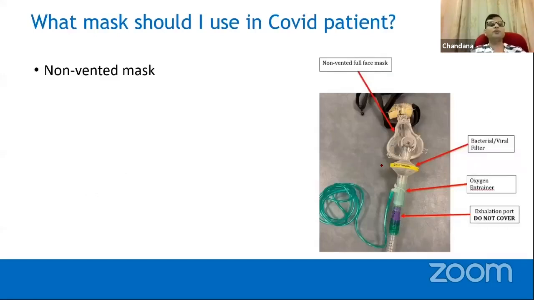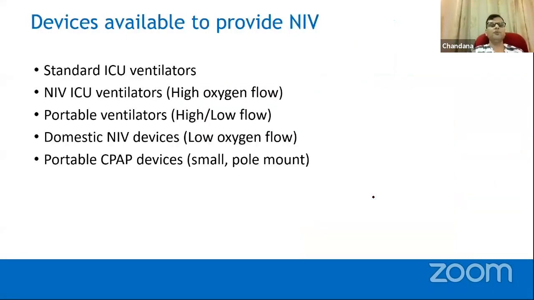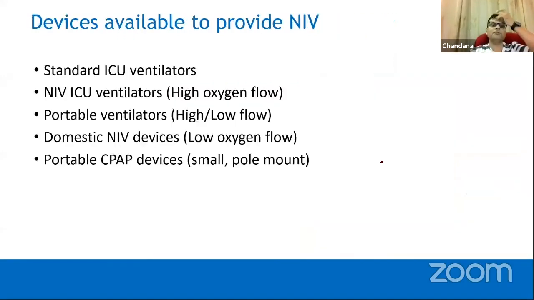So how do you use an unvented mask? This is also an unvented mask. This is ICU type 1, but you can attach a filter like this at this end, and then an exhalation port like the purple one to be used in a single limb circuit. But in a dual limb circuit, you don't need that. You don't need this exhalation port in a dual limb. So you just connect a filter and the dual limb circuit.